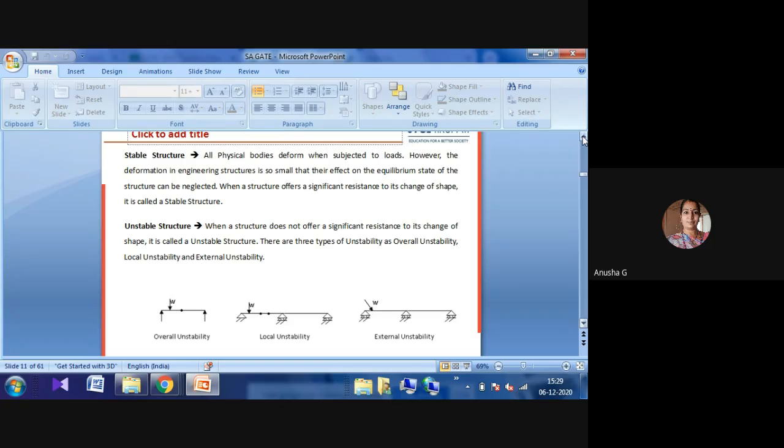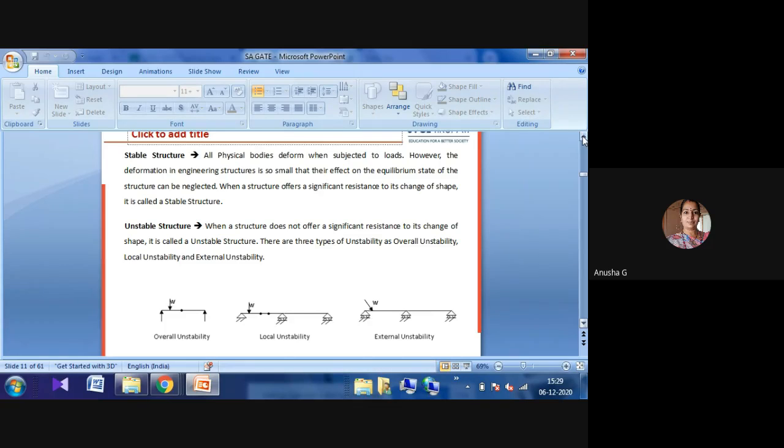If there is more load than the design load, the structure will still offer resistance and will not change its shape. It will be in a stable position. Then it is called a stable structure. That means if you are designing for 100 newtons or 100 kilonewtons of load, and there is more load than that, it will still remain in the same correct position. There won't be any change of shape. Then it is a stable condition.